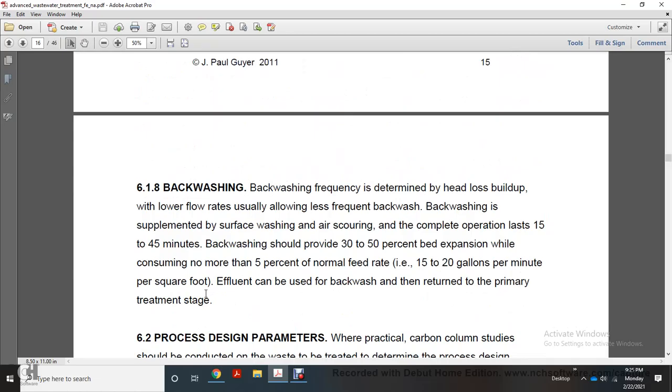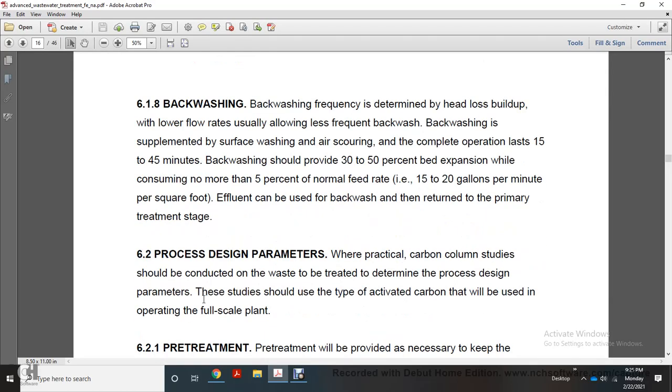Backwashing. Backwashing is frequently determined by head loss buildup, with lower flow rates usually allowing less frequent backwash, supplemental surface washing, and air scouring, completing an operation lasting 15 to 45 minutes. The backwash should be provided with 30 to 50% bed expansion while consuming more than 55% of the normal feed rate, 15 to 20 gallons per minute per square foot. Effluent can be used for the backwash, then returned to the preliminary treatment stage.